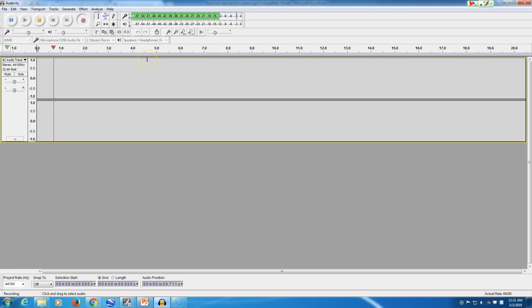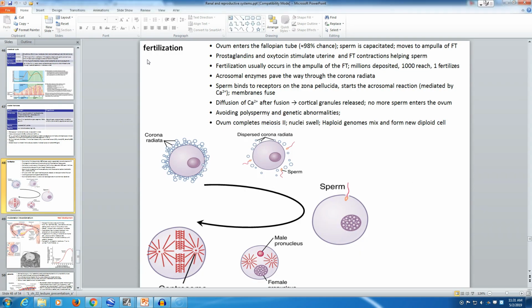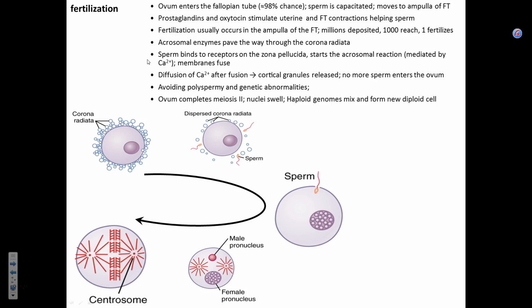Okay, so we finished the ovarian cycle. And we're going to talk a little bit about fertilization and development, pregnancy. So what happens during fertilization?